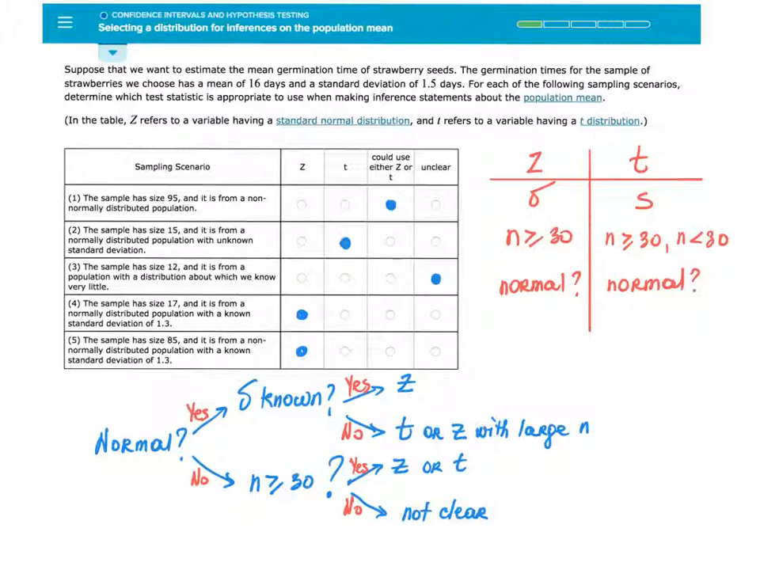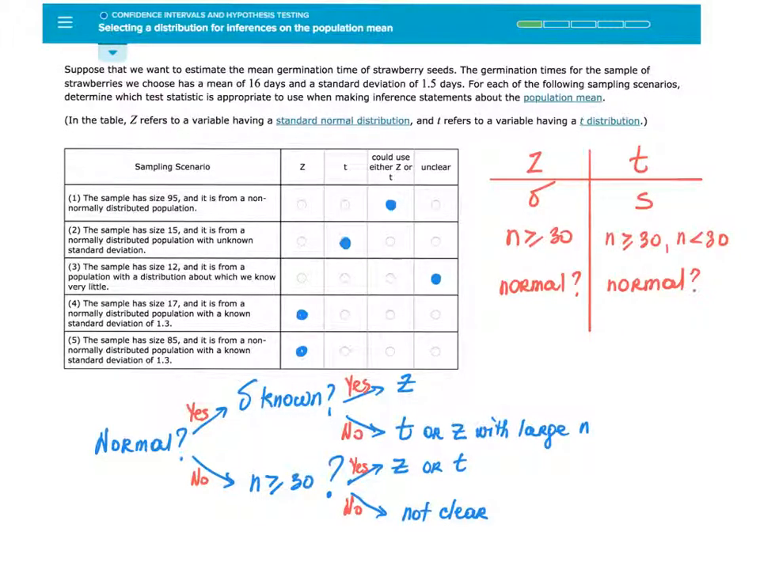The sample size 17, and it is from a normally distributed population with a known standard deviation of 1.3. One of the main things to pay attention to is sigma is known, and normality of the distribution is known. Sample size, even though small, is not a problem. With these two things known, I can go with Z.